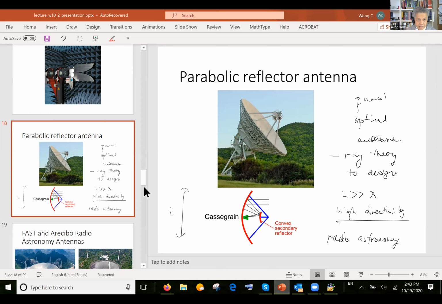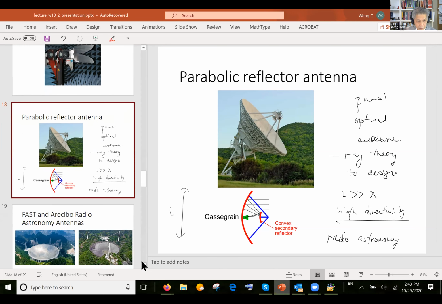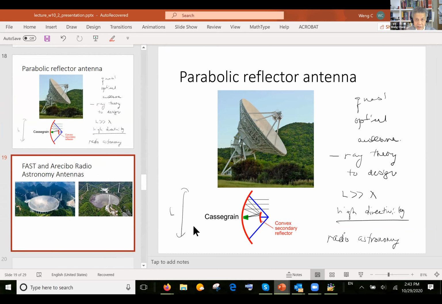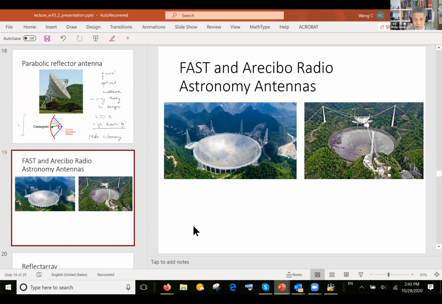The reflector antenna is very useful and it's very important in radio astronomy. It turns out that there are two big reflector antennas in the world. One is called FAST. It's actually in China, someplace in China. And the other one is the Arecibo reflector antenna in Puerto Rico. This one is getting very old, as you can see. This is just newly built. This is in China.